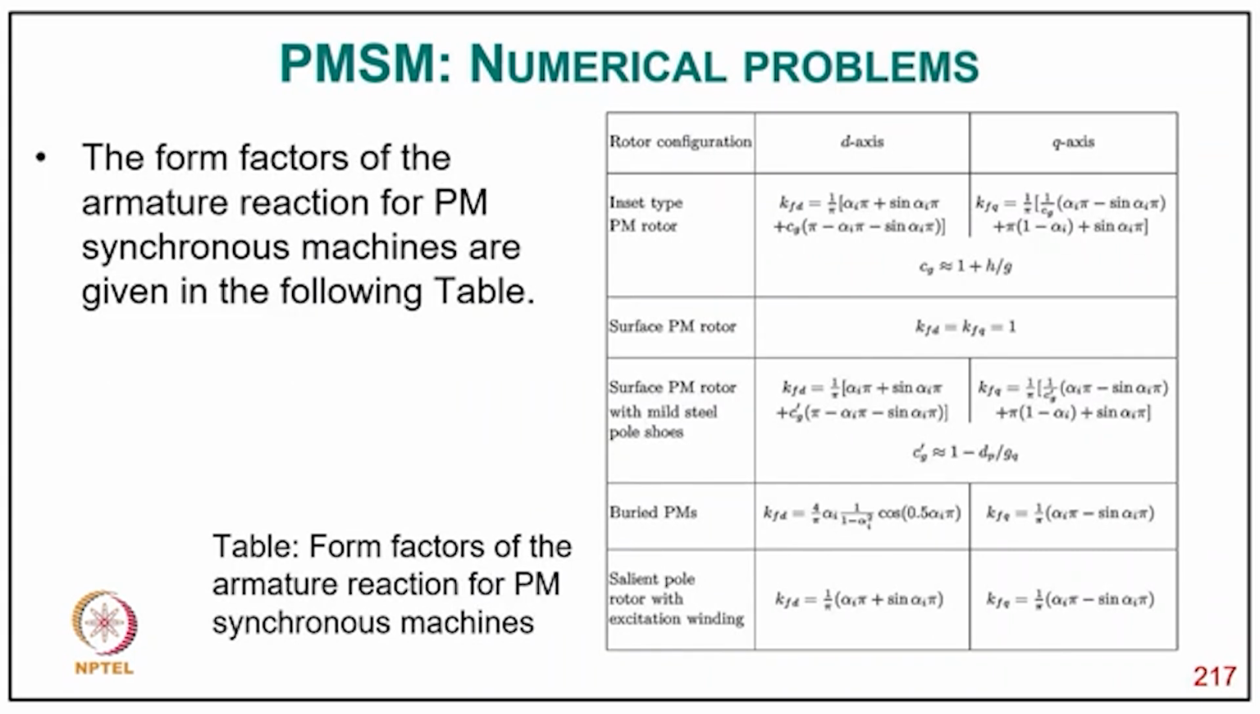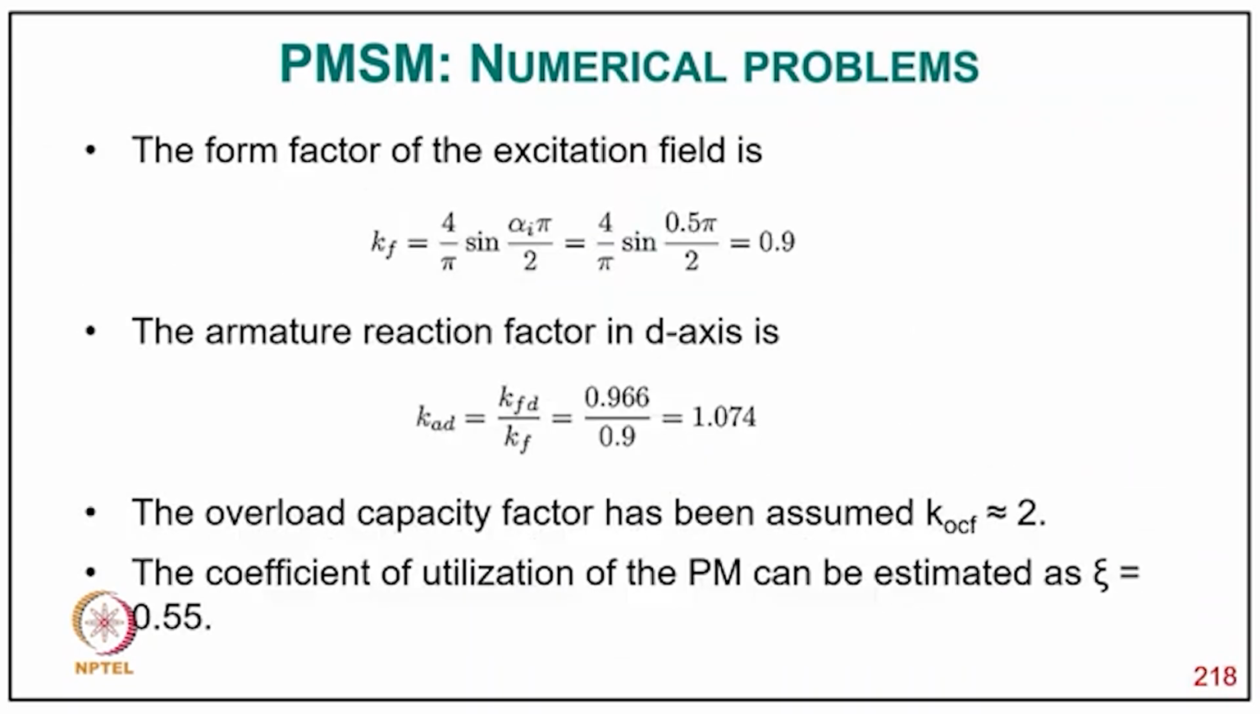From here, typically form factors are given for different types of motor. So the form factor for the excitation field is Kf equal to 4 upon pi sin alpha pi by 2, that comes 0.9, and the armature reaction factor in the D axis is KD equal to KFD upon Kf, that comes 1.074.